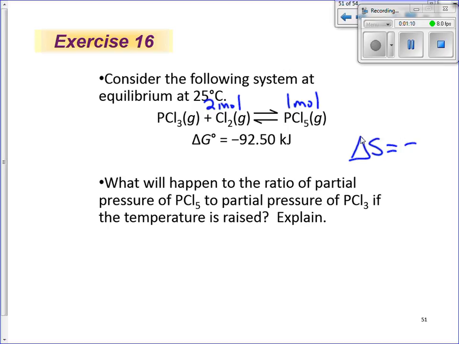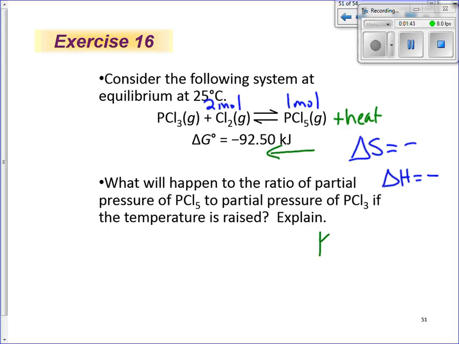So what does that tell us about our delta H then? Negative. Delta H also has to be negative, right? Because delta G couldn't be negative unless the delta H was, if you're following your equation. So where does heat go? Goes over here on the right-hand side. Good. Now if we raise the temperature, which way is it going to shift? The reactant. Shifts this way.